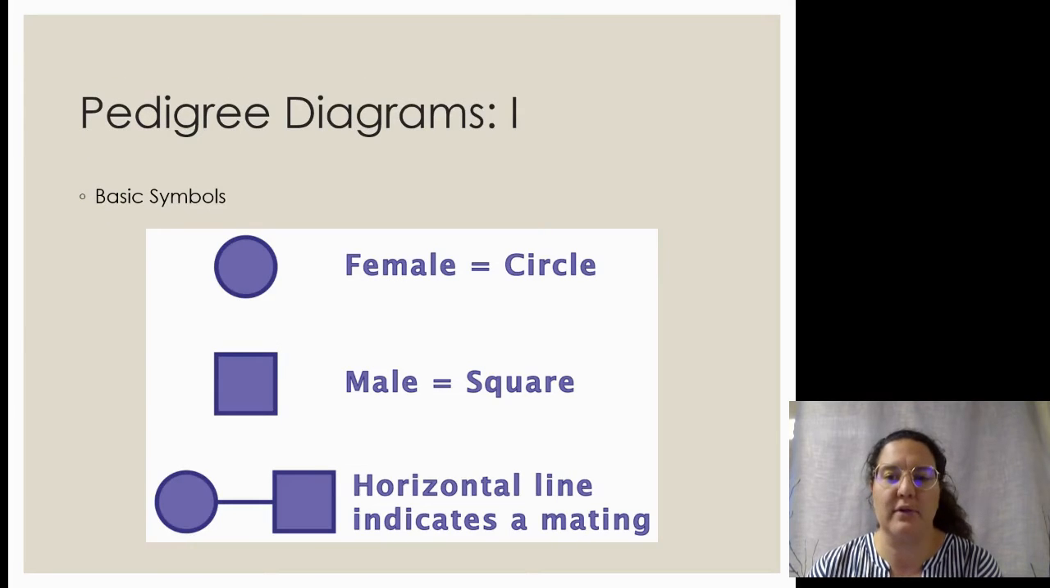So there are basic pedigree symbols. Females are circles and squares are males. A horizontal line connecting a male and a female depicts a mating relationship.